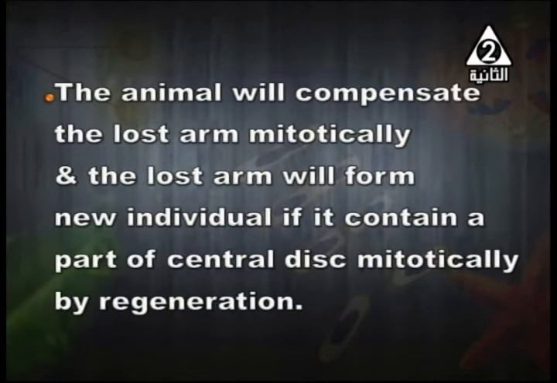What happens when a starfish loses one of its arms? The animal will compensate for the lost arm mitotically. Also, the lost arm will form a new individual if it contains a part of the central disc by mitotic division or regeneration as a type of asexual reproduction.